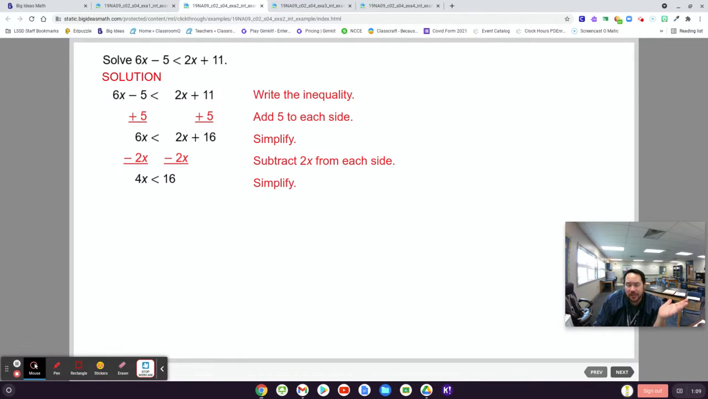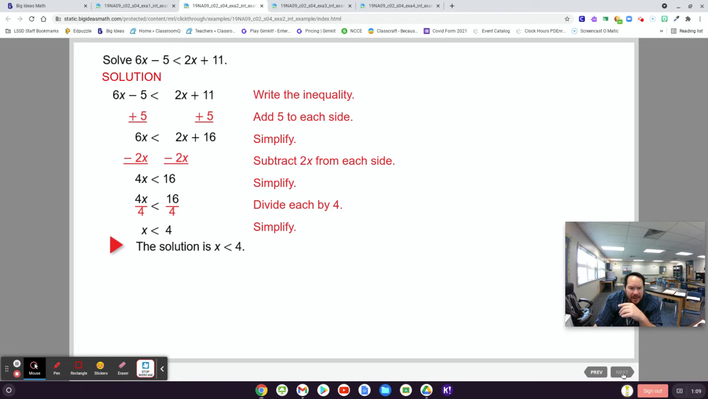So far we've only added and subtracted, so you don't change the sign. Our next step is to do what? Yeah, divide by 4. And again, we're dividing by a positive 4, so don't turn the sign around when you divide by a positive number. So you get x is less than 4. And then again, I'm not going to make you answer the question about open or closed circle. It's an open circle, and the arrow goes left.